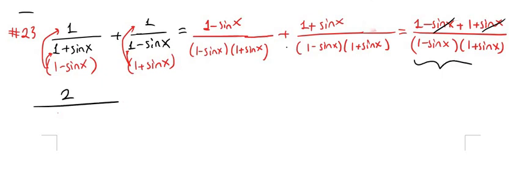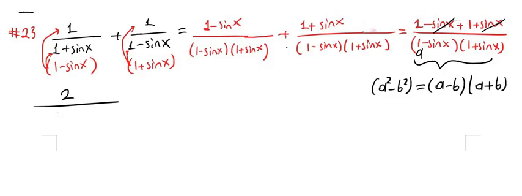In the bottom here, we have difference of two squares. If you have a squared minus b squared, that is equal to a minus b times a plus b. In our case, this is our a term, this is our b term. It looks like our right-hand side. So we can compact it like a squared minus b squared, which is going to be 1 squared minus sine squared x.